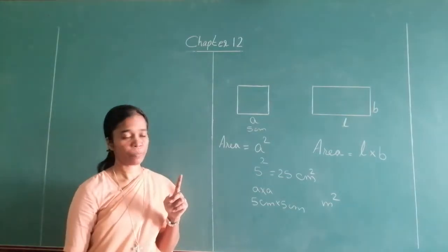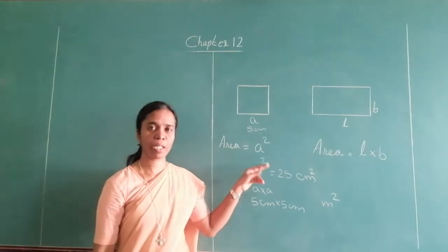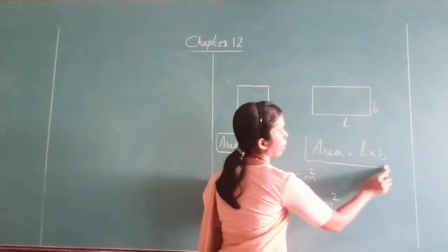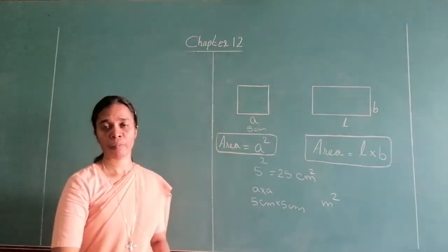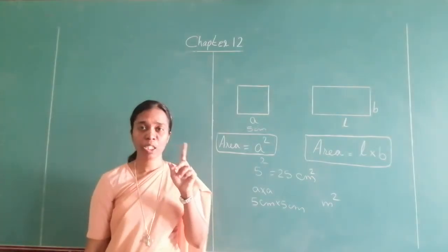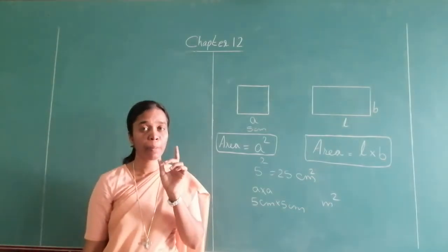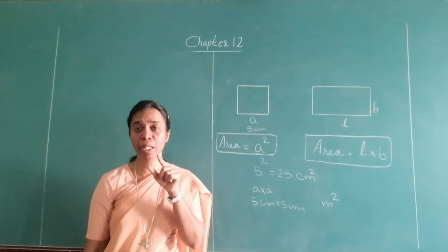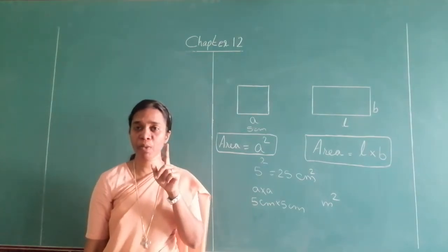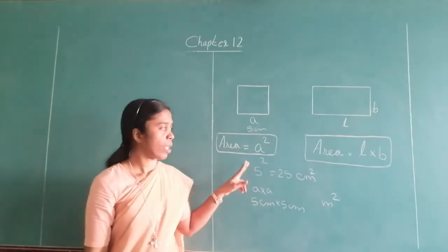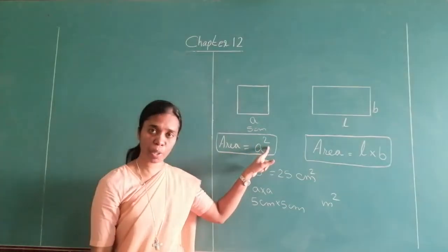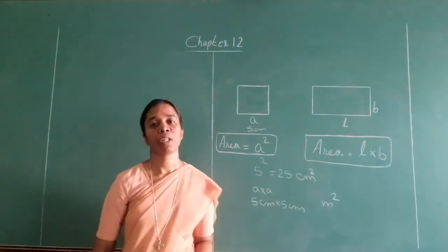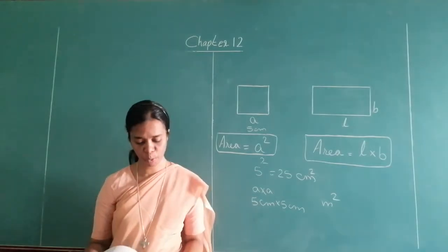Don't get confused. Area of a square is equal to a square and area of a rectangle is L into B. Perimeter of a square is 4a. Perimeter of a rectangle is 2 bracket L plus B. It is plus, L plus B. Why? Because we are adding for perimeter. You have to learn these formulas by heart. Please add them to the formula collection.